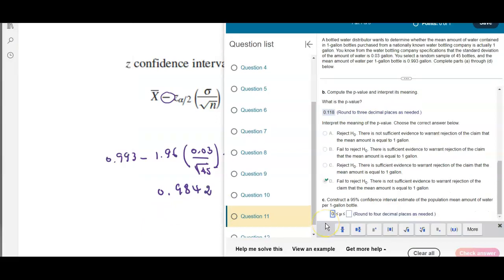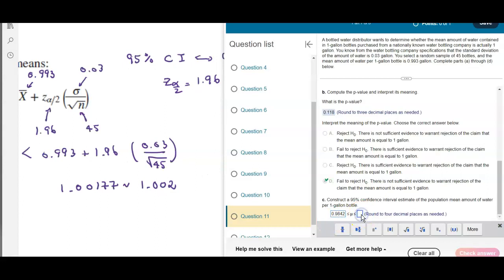All right, 0.9842, and here is going to be 1.0008.